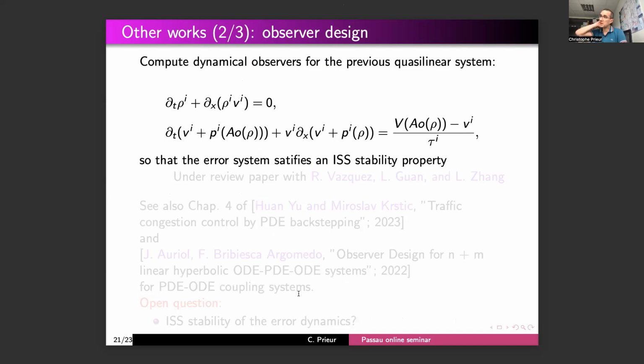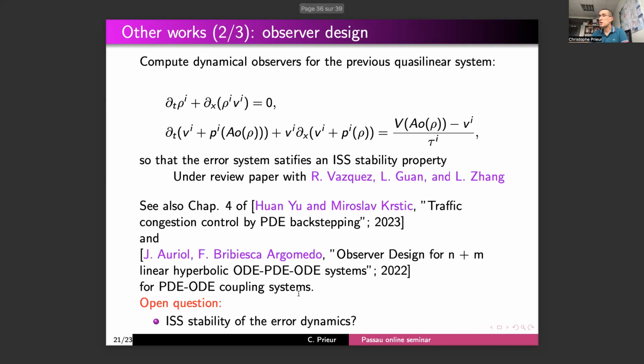Another problem that I would like to deal with is observer design. So far in the previous slides, we dealt with stabilization, and with proportional control, assuming we have non-collocated boundary sensors. But what happens if we need, in addition, an observer, if you want to use the model to estimate the number of vehicles inside of a network just by measuring what happens at some boundary points?